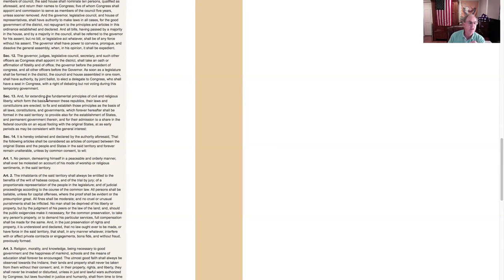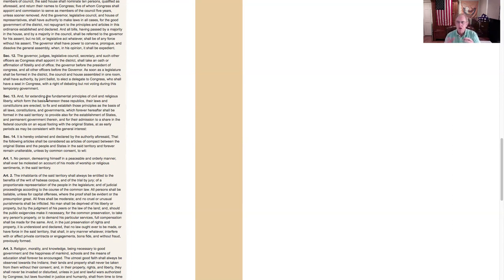To fix and establish those principles as the basis of all laws, constitutions, and governments, which forever hereafter shall be formed in the said territory, to provide also for the establishment of states and permanent government therein, and for the admission to a share in the federal councils on an equal footing with the original states at as early periods as may be consistent with the general interest. The general interest is the good of the whole, meaning all the individual states have to vote on it to allow a new state to come in.